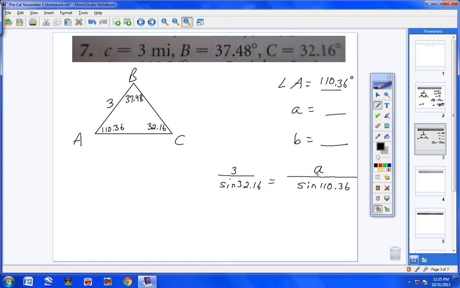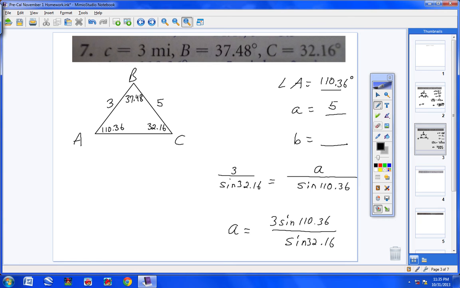Now again, I'm really getting tired of cross multiplying and then dividing and showing you all that work. You really should know by now. I multiply these, and then I would have A sine 32.16, so I would divide both sides by 32.16. So I'm going to save some time. I'm just going to write A equals 3 sine 110.36 degrees over the sine of 32.16. Now if you type all that into your calculator correctly, you will get approximately 5 for A. So put a 5 right here.